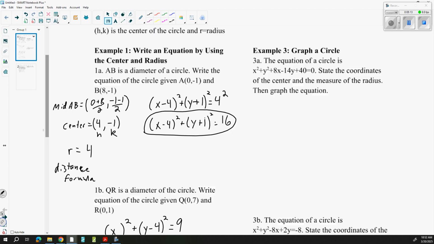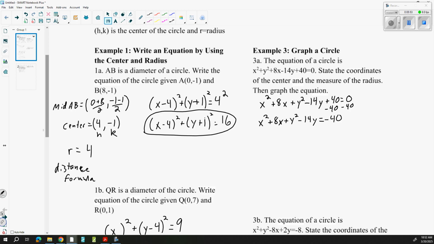First thing we've got to do, let's put our x's by our x's and our y's by our y's. Then let's move that 40 over, so we get x squared plus 8x plus y squared minus 14y equals negative 40. Now we're going to do something called completing the square. Something we did in algebra, and we're kind of doing the reverse of it.